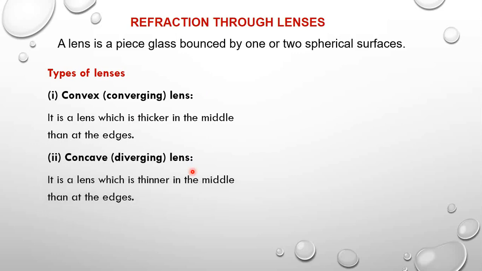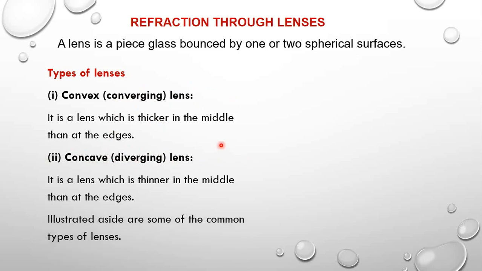Now you realize that for the convex lens it is converging, but when we were looking at mirrors, the convex mirror was actually diverging and the concave mirror was converging. But in this case, concave is the diverging lens.